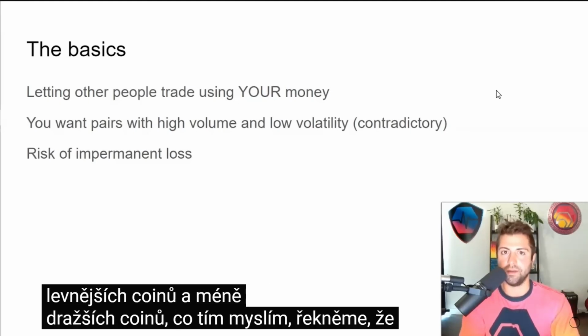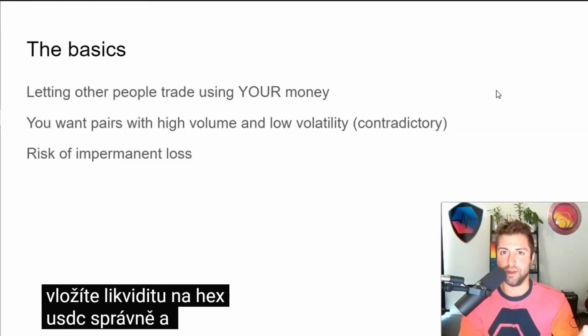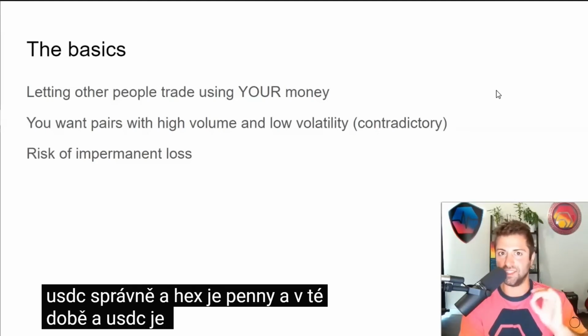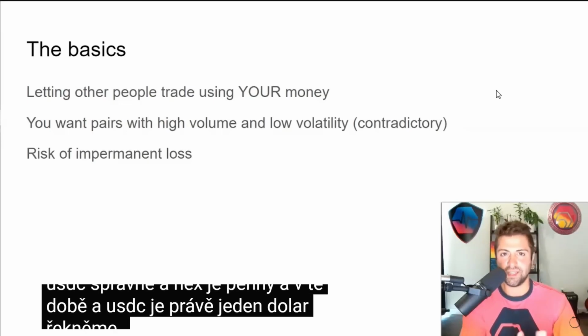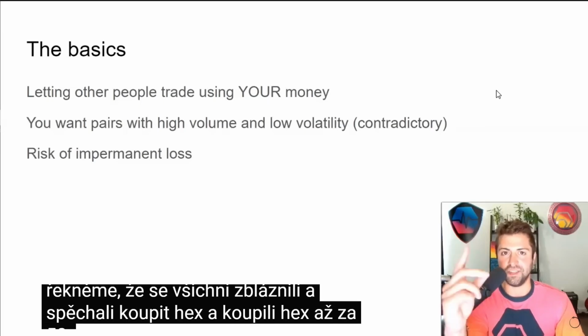What do I mean by that? Let's say you put up liquidity on HEX-USDC, right? And HEX is a penny at the time, and USDC is $1, right? Then let's say everybody goes crazy and rushes to buy HEX, and they buy HEX up to 50 cents, okay?